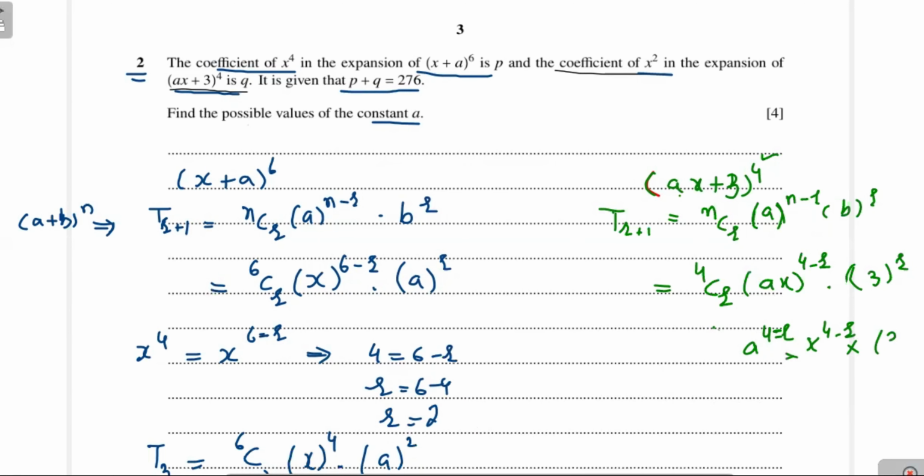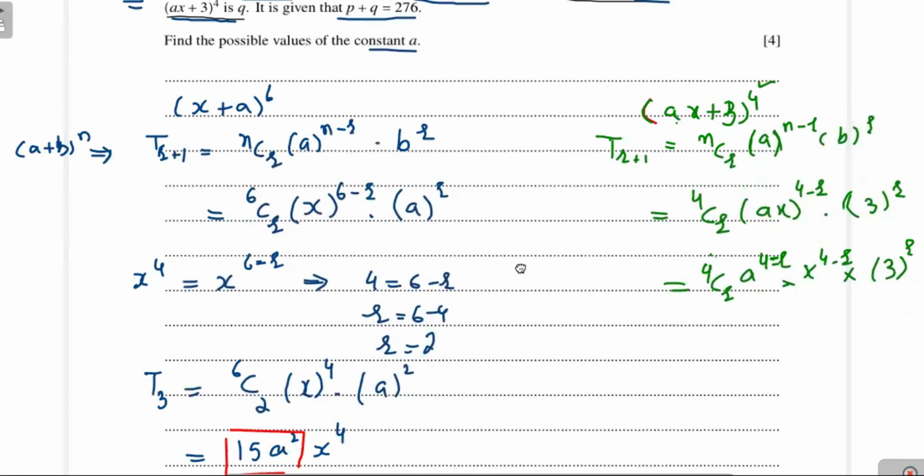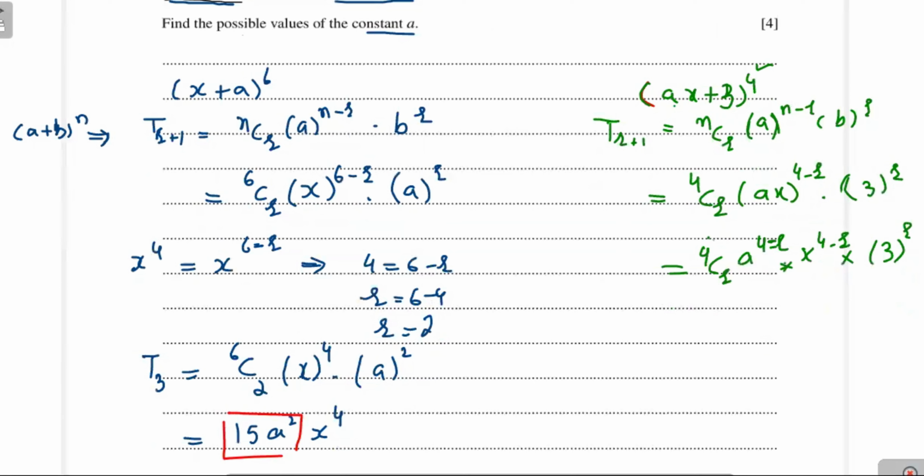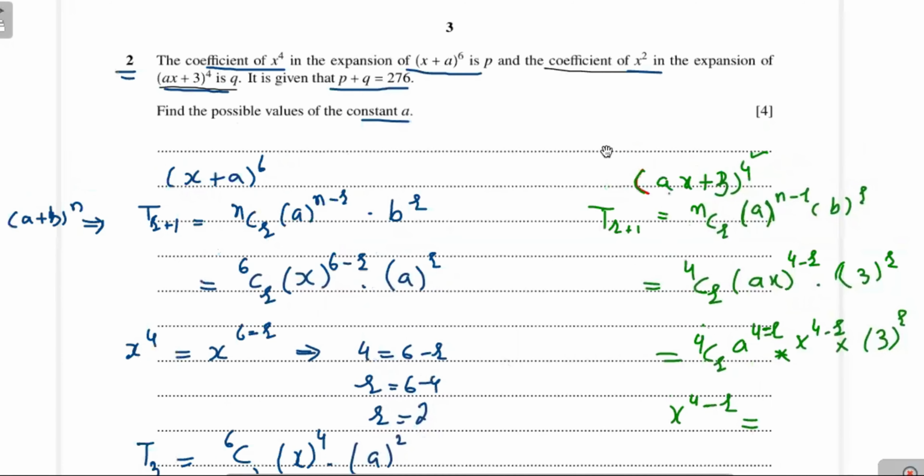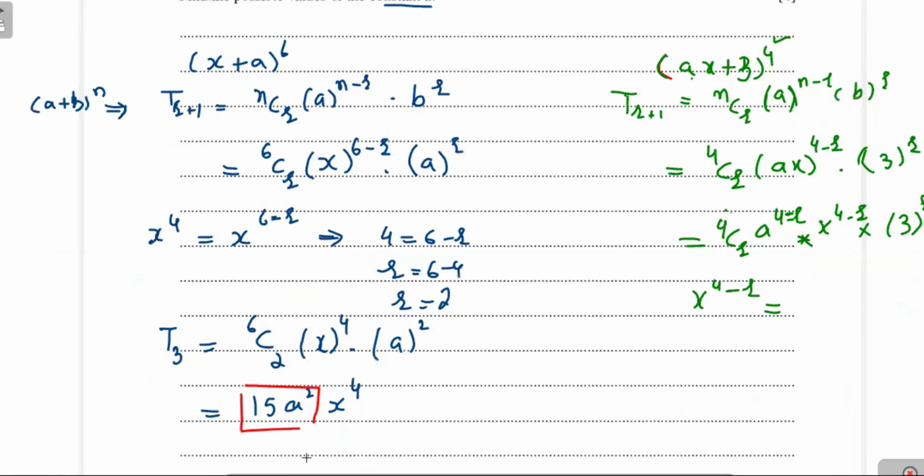Into 3 power r and 4Cr is written as it is. Now we write here x power 4 minus r, this is equal to x square. Now that we write x square, therefore 2 equals 4 minus r, then r will be equal to 4 minus 2, and r will be equal to 2.